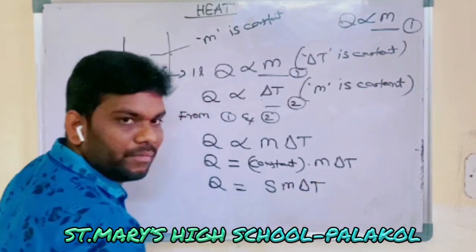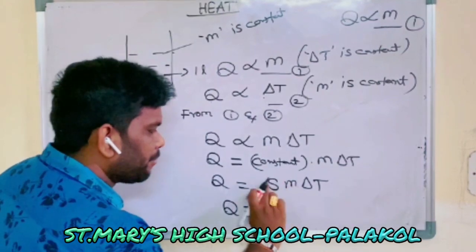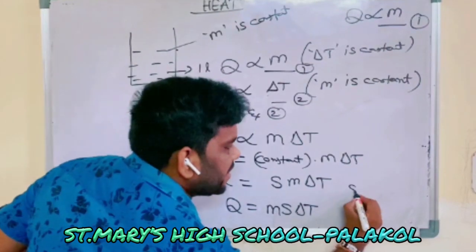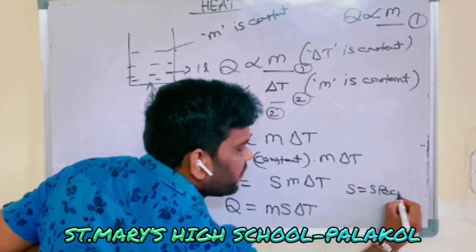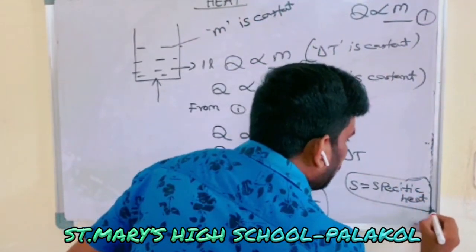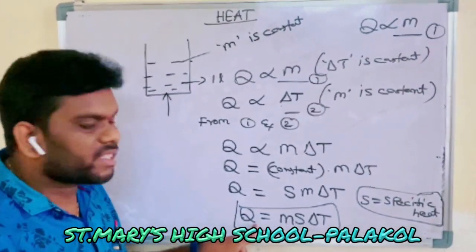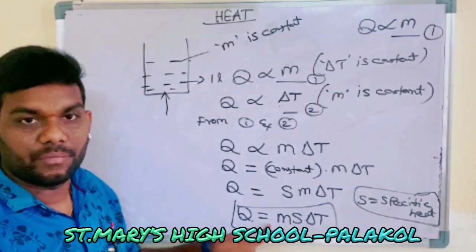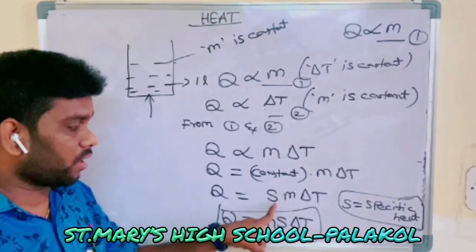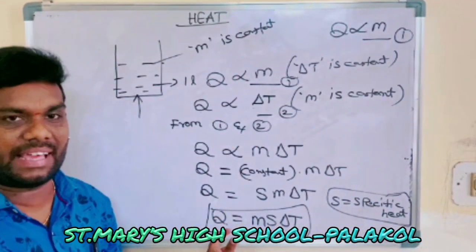So finally, Q is equal to M S delta T. Here S is called specific heat. Okay students, what is that equation? Q is equal to M S delta T. Here the constant is called S, and S is called the specific heat of the given material.